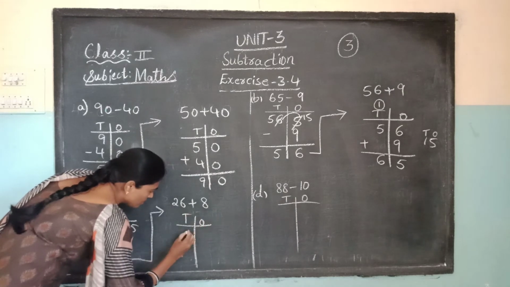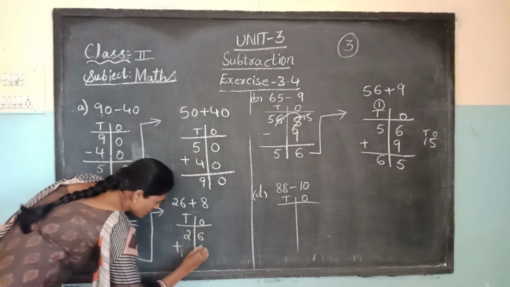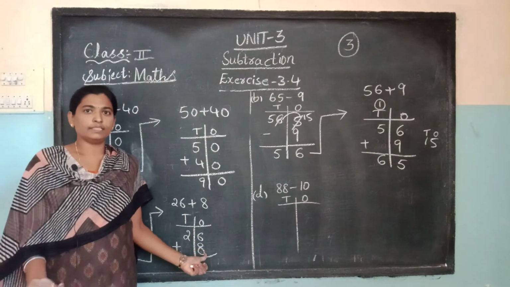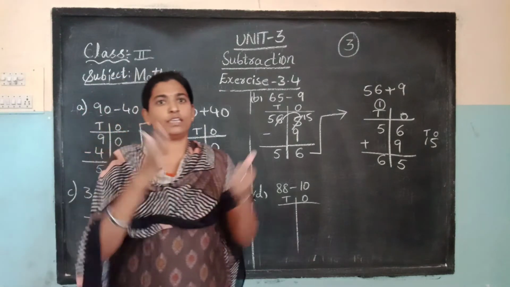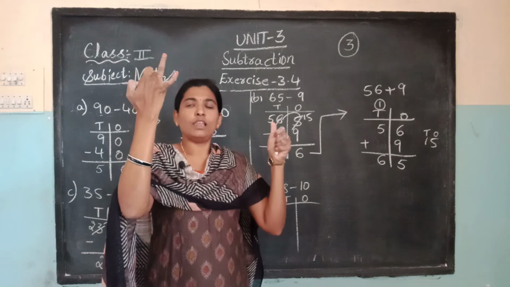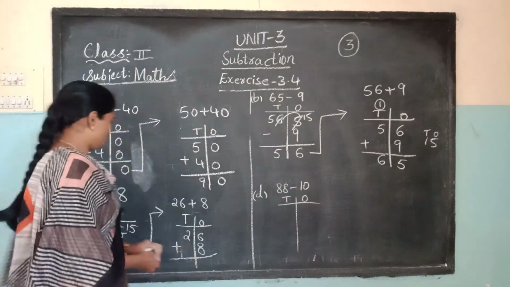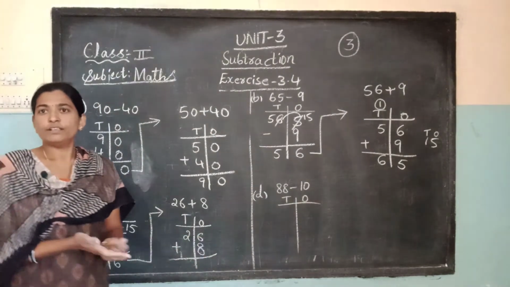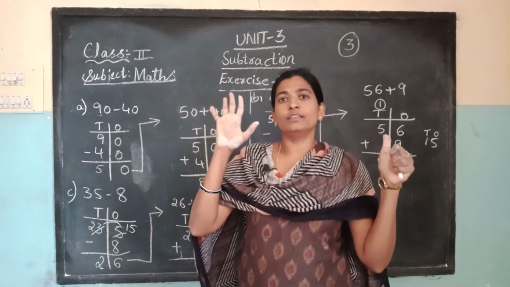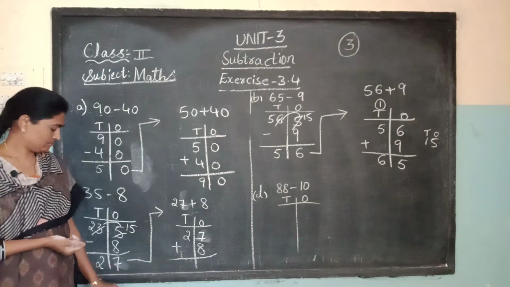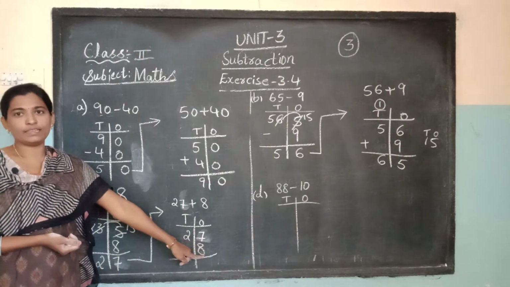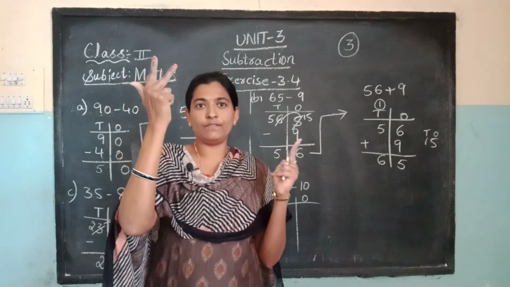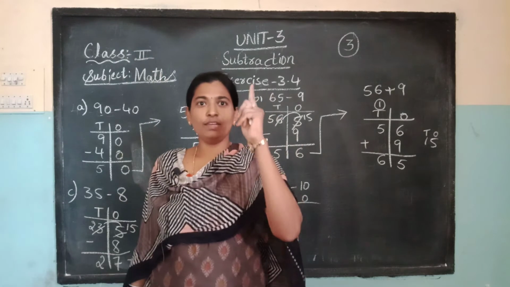Ones, tens. 26 plus 8. Among these two numbers, which is the big number? 8. 8 in the mind, again 6 in your fingers. 8 after, 9, 10, 11, 12, 13, 14. Again you count. 8 in the mind, again 7 in your fingers. 8 after, 9, 10, 11, 12, 13, 14, 15.